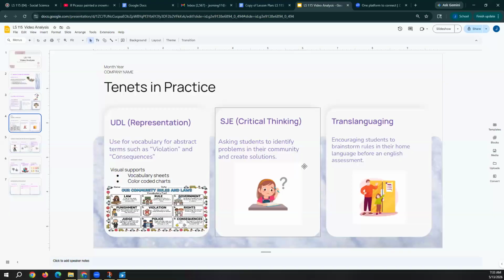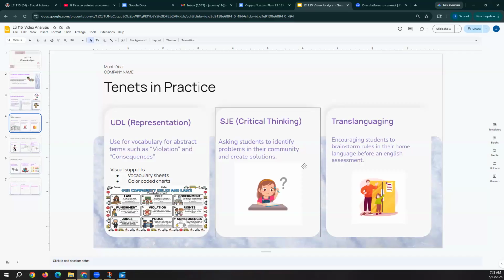And then we have the SJE in practice. Instead of a lecture, we use responsive teacher talk to ask students why they believe a certain image represents a law versus a rule. So right here, we are talking to the students, making sure they are able to identify the problem and connect it to the community and create solutions. And then, in addition, we also have translanguaging.